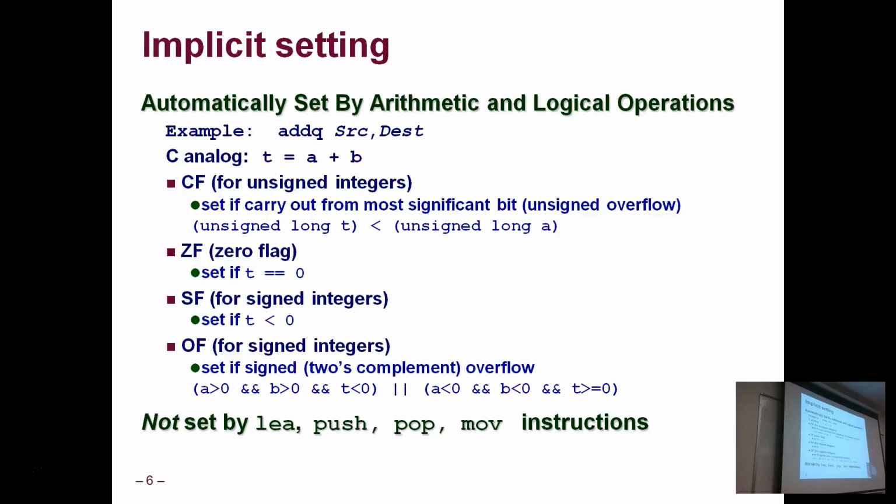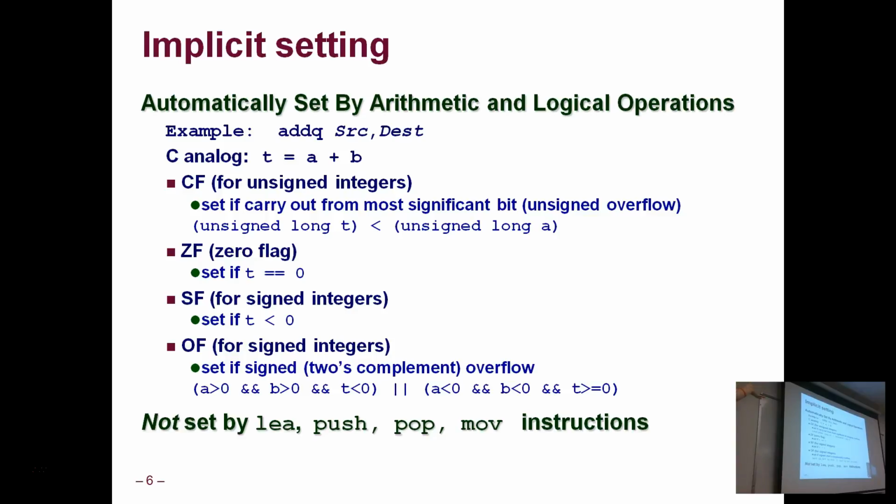Here are some examples of the bit being set implicitly. Every arithmetic operation and every logical operation will set these 4 flag bits. So if you have this instruction, add source to destination, where the result is t, then the carry flag is set if a plus b leads to a carry out of the most significant bit. This is your unsigned overflow, right?